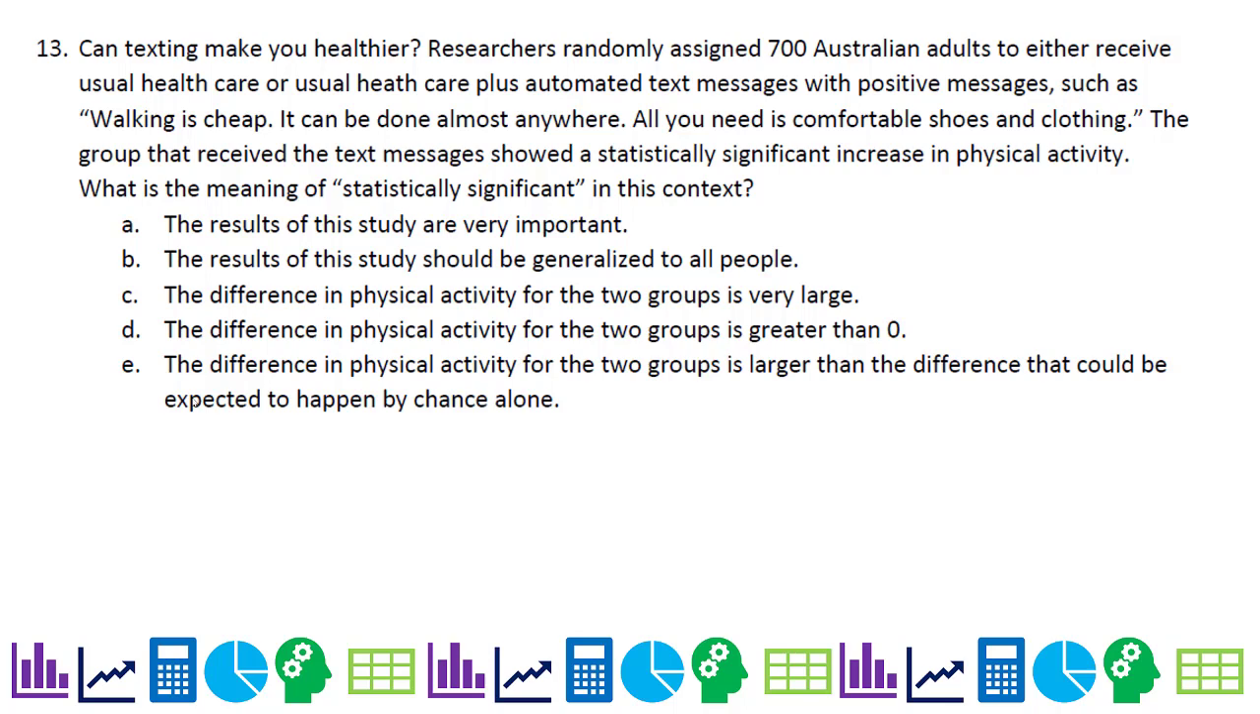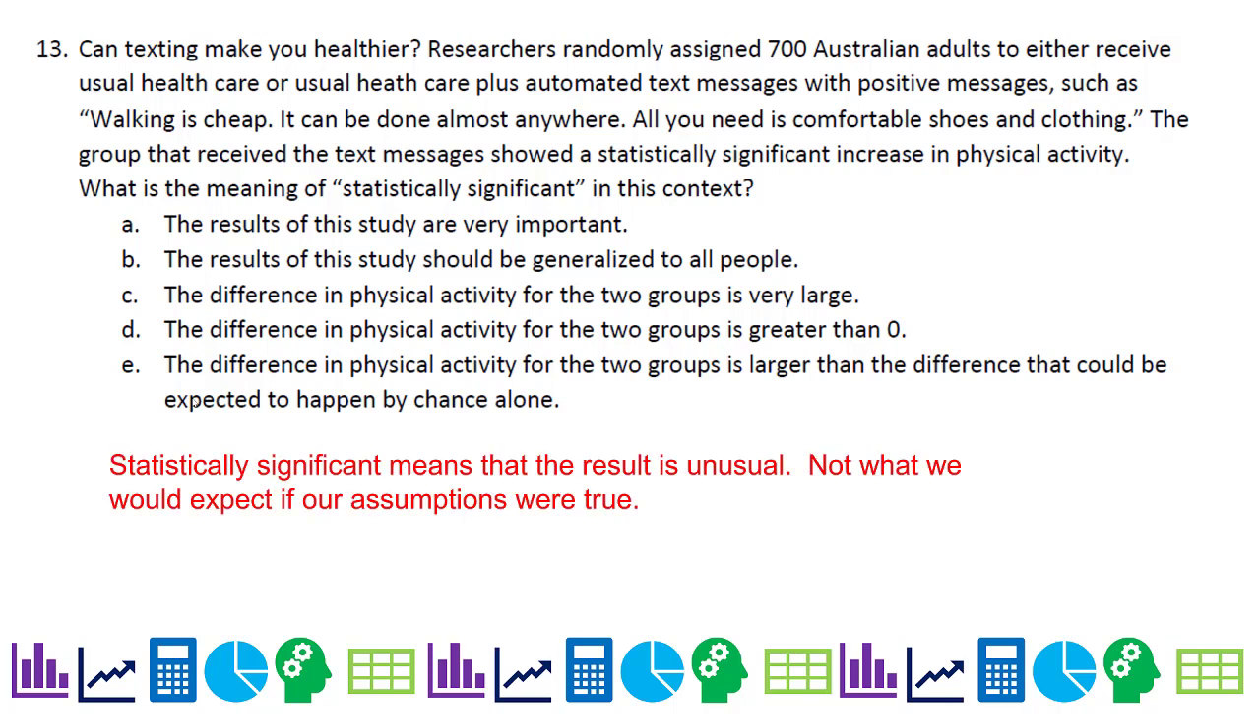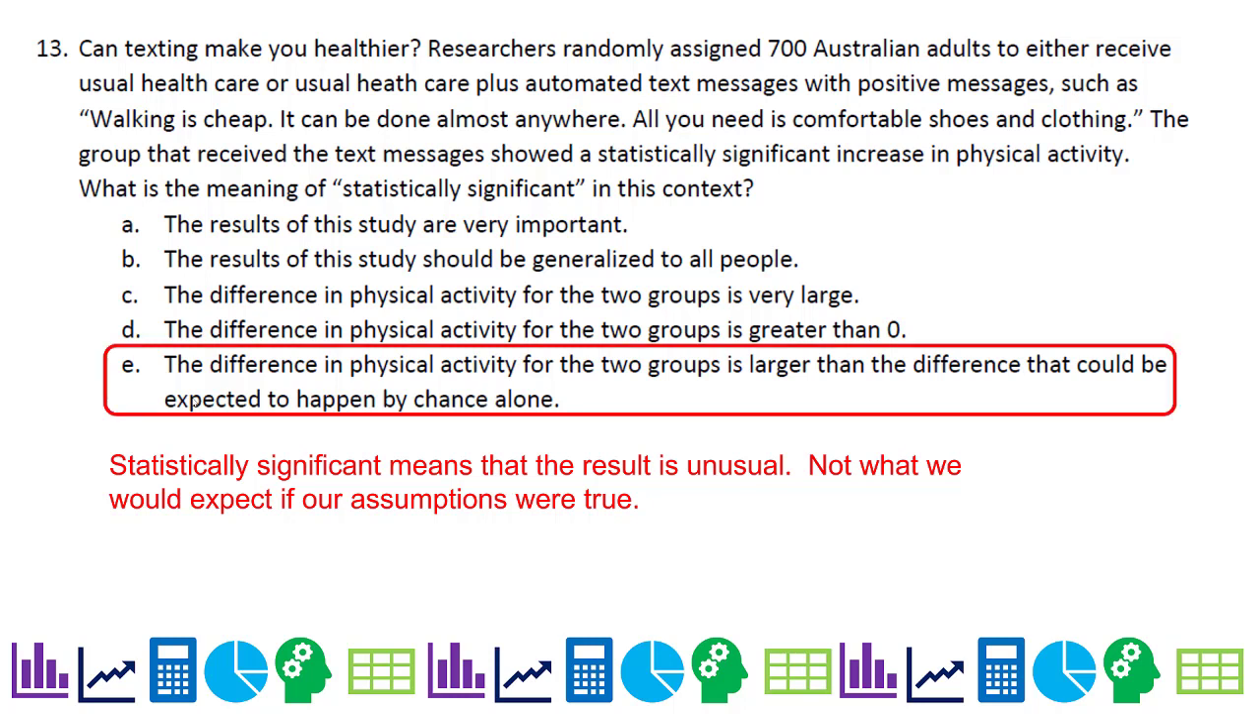So statistically significant means that the results are unusual. It's not what we would expect if our assumptions were true. If we assumed that getting an extra text really won't make a difference, we would not expect to see a big difference in activity between those who got the text and those who did not. So the difference in physical activity between the two groups is larger than the difference that could be expected to happen by chance alone.